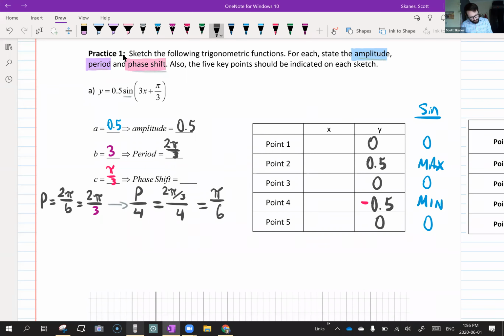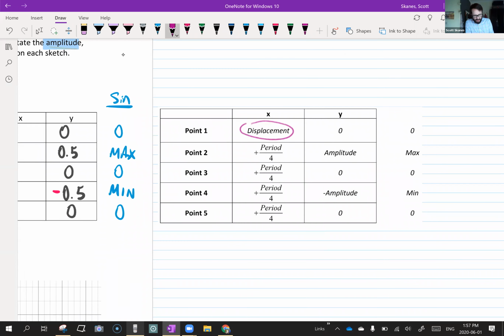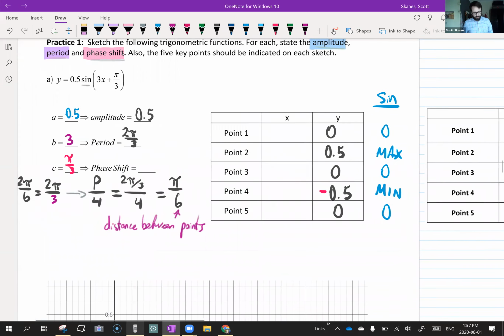So let me be very clear here. That's the distance between the points. That's the amount that we'll add each time. So whatever we have here, we'll add that number for each of these, okay? That's how this works. It says right there in the cheat sheet, that's what we do. We have our displacement, we add the period divided by 4, add the period divided by 4, and so on. I'll do a few of these, you'll get used to them.